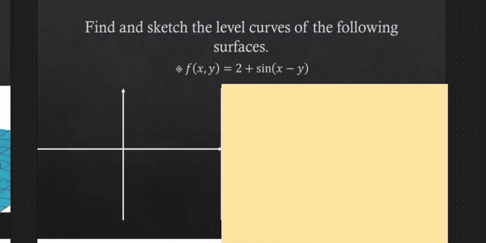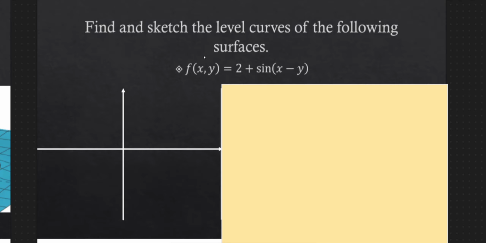Hello and welcome back. In this video, we're working through an example of graphing the level curves of a function of two variables, of the graph of a function of two variables. In this one, we're looking at the function f of x y equals 2 plus sine of x minus y. So this is a pretty weird looking function, certainly not a quadric surface, so we have to better understand this by looking at its level curves.